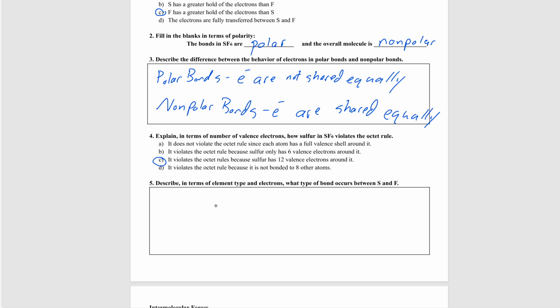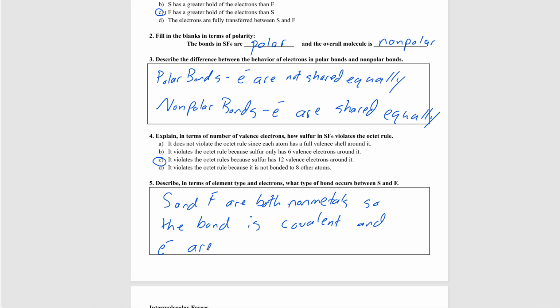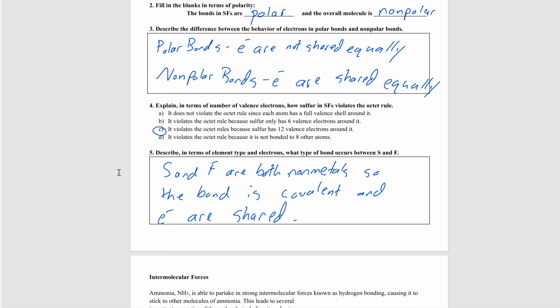So describe in terms of element type and electrons what type of bond occurs between S and F. So sulfur and fluorine are both nonmetals. So the bond is covalent and electrons are shared. Kind of a definition question, but when you have nonmetals bond together, it's covalent, and they're going to share their electrons because their electronegativities are relatively similar, at least.